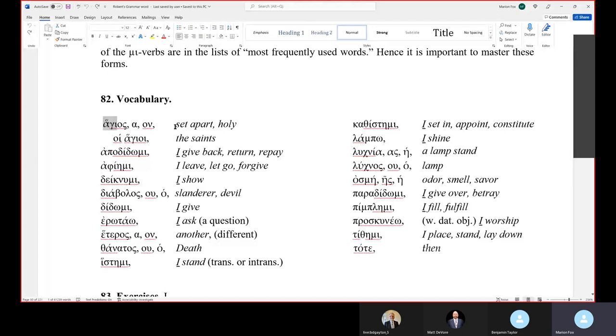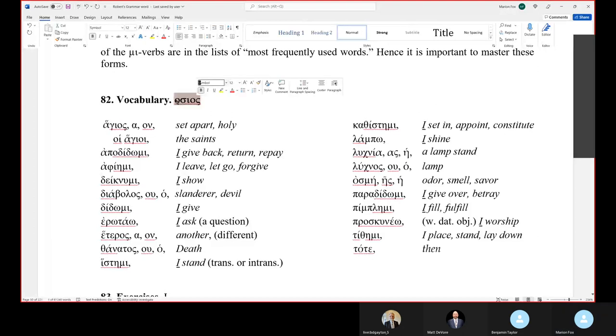It's bold print, but let's not worry about that. I'll put it in symbol. Hosios, it has anything on it. I don't see what I can pick up. I think omicron and a rough reading, Hosios. And it's also translated holy.